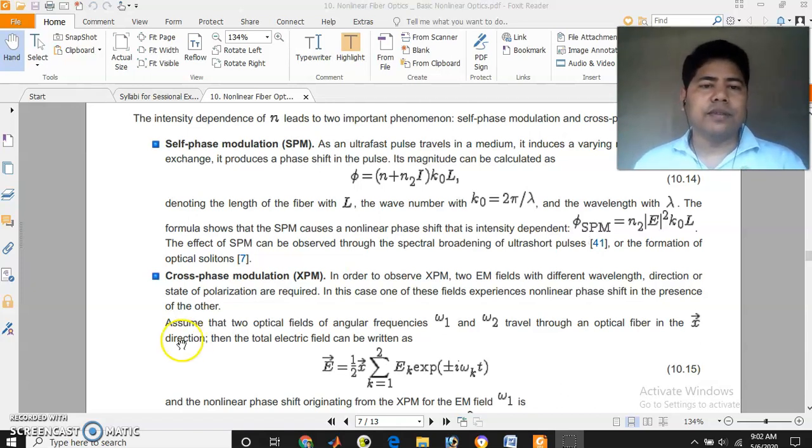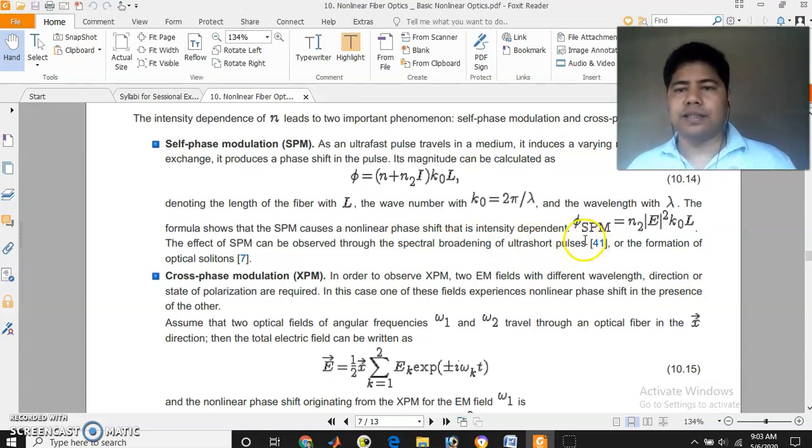If that happens, then our pulse will be broadened enough. The effect of SPM can be observed through spectral broadening of ultrashort pulses, or the formation of optical solitons. See, the term spectral broadening is appearing here. Two kinds of things can happen: one is spectral broadening, and also the formation of optical solitons.